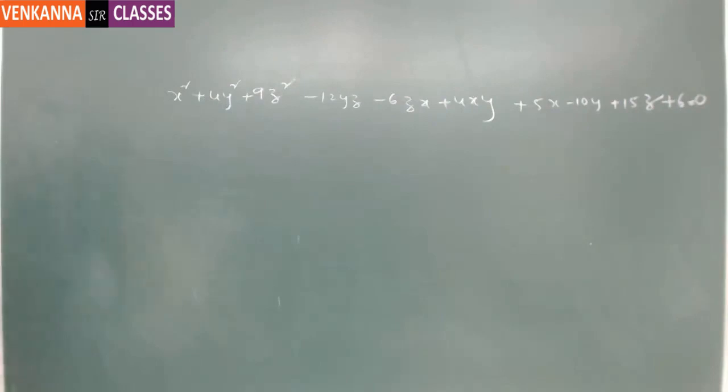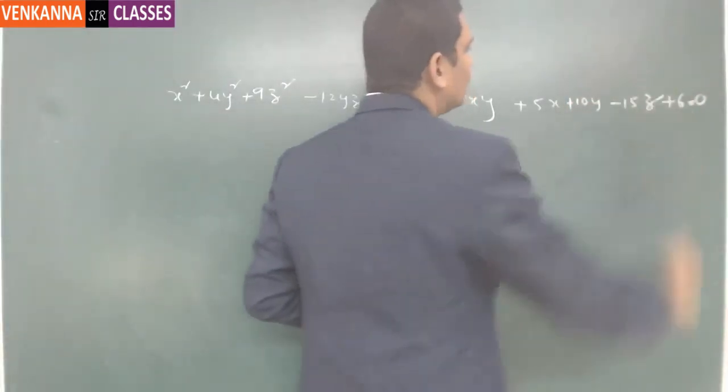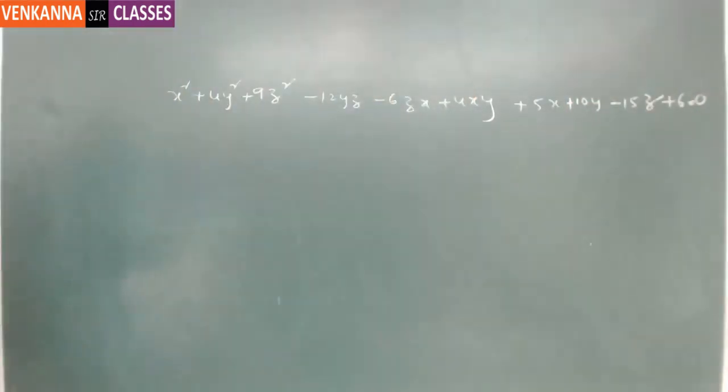So x square plus 4y square plus 9z square minus 12yz minus 6zx plus 4xy plus 5x plus 10y minus 15z plus 6 equal to 0. So this is the equation I considered.